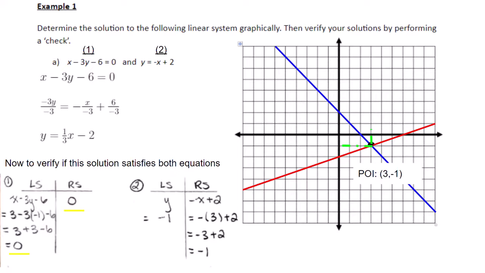Now for the second equation, we have again our point (3, -1), and we plug this into our equation to verify if it is satisfied. We have negative 1 over here, where we replace y with negative 1, and on the right hand side we have negative x plus 2, where x equals 3, so we have negative 3 plus 2, which is negative 1. Therefore, since negative 1 is equal to negative 1, we can conclude that the solution is (3, -1).